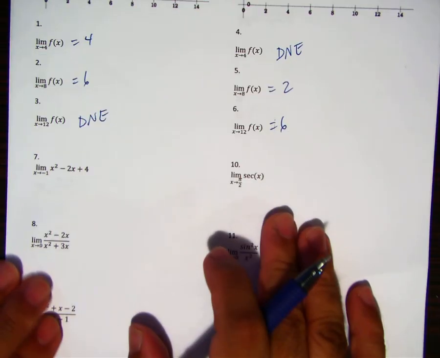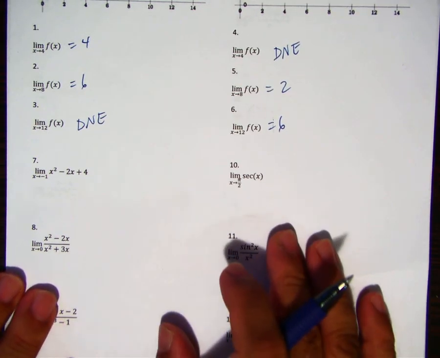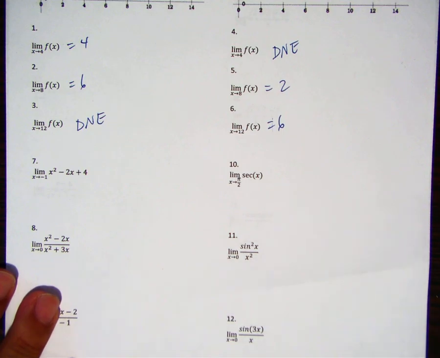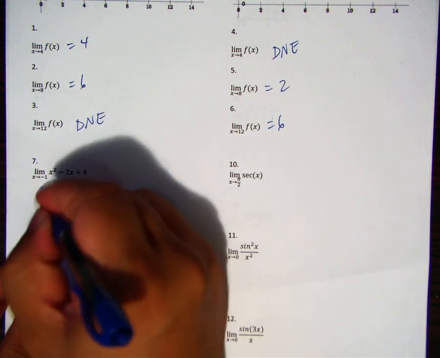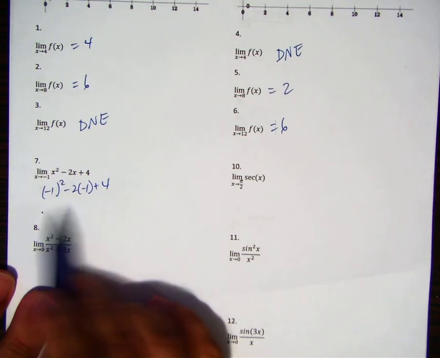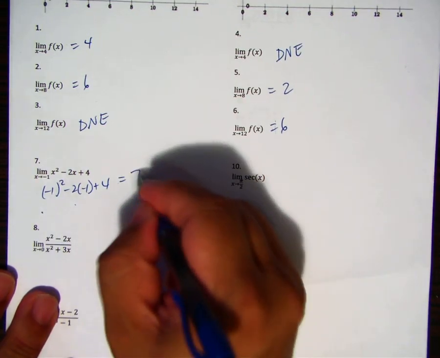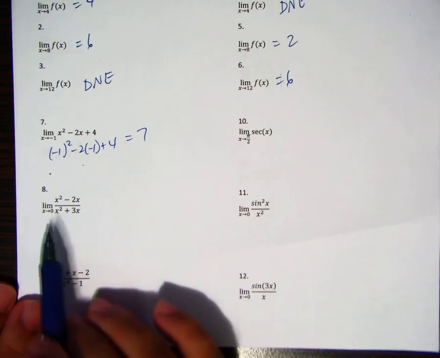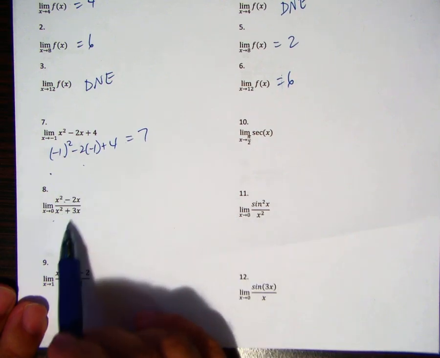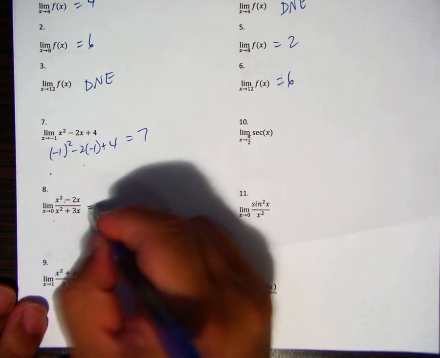Number 7. Okay, if I make a mistake on this, just, I always screw these up. All I'm doing is plugging it in. Right? 1 plus 2 is 3 plus 4 is 7. Number 8, plug it in, fail. Right? I get 0 in the numerator, 0 in the denominator.